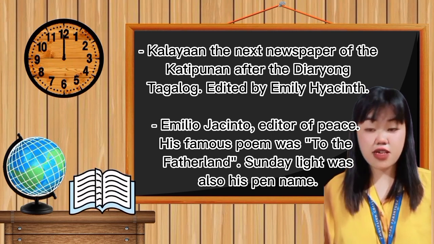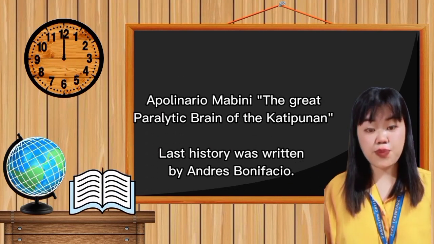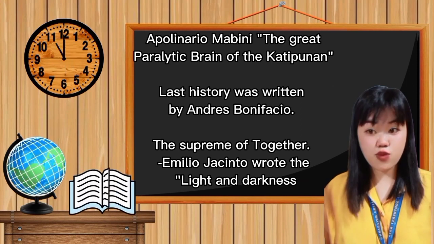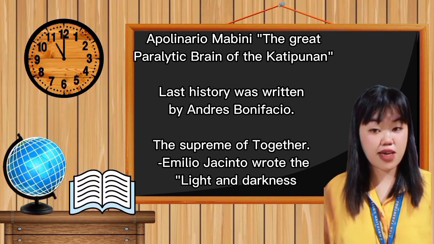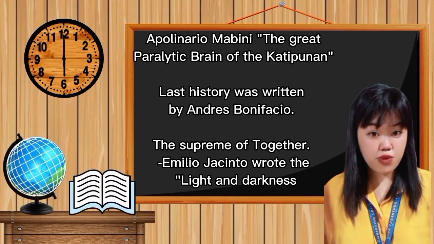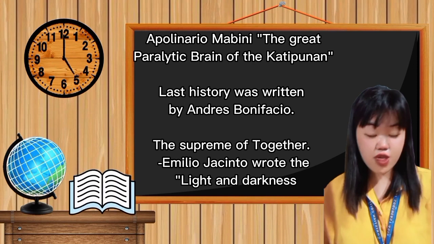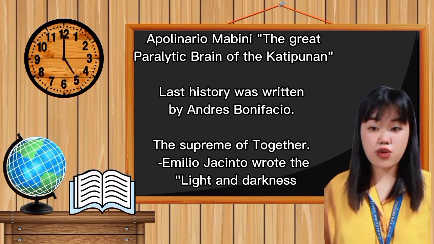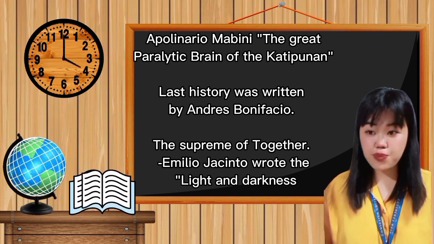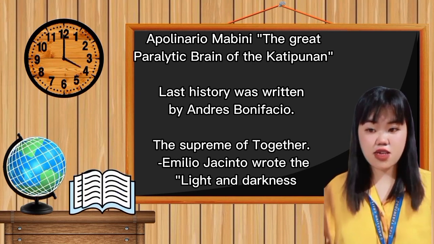He also wrote the Kartilya, the primer of the Katipunan, which contains the rules and regulations of the group. Under it was also poetry. Apolinario Mabini was born on July 22, 1864 in Tanauan, Batangas. He was known as the sublime paralytic, the brain of the Katipunan. Thus, History of the Philippines, also written by Andres Bonifacio, and Andres Bonifacio was born on November 30, 1863 in Tondo, Manila. The Supremo, the leader of the Magdiwang division of the Katipunan. Light and Darkness was also written by Emilio Jacinto.